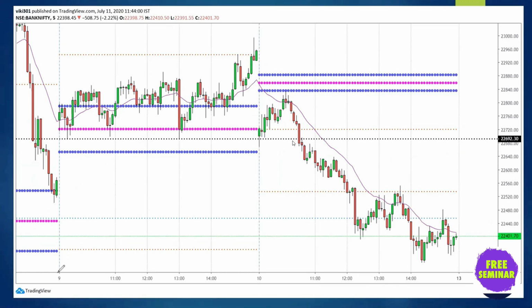Look at this. On 9, you can see that every time it came near the central pivot, it took the support and bounced. Here it bounced, right? So that means on 9, central pivot worked like a strong support. But what happened next day on 10th? It didn't even reach the central pivot. It came, touched the bottom CPR and reversed.